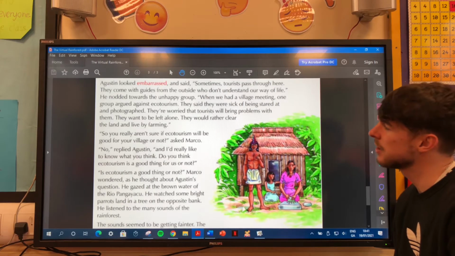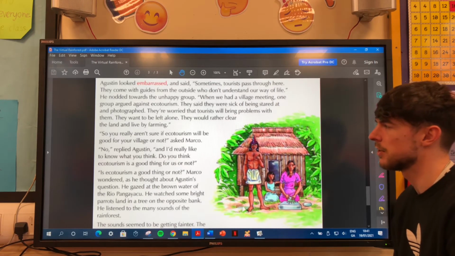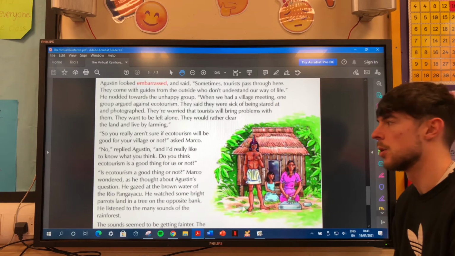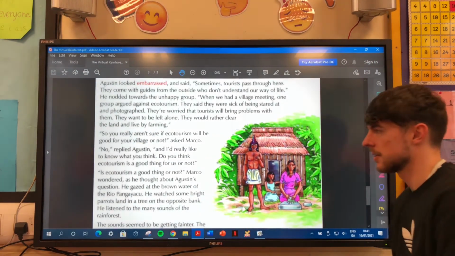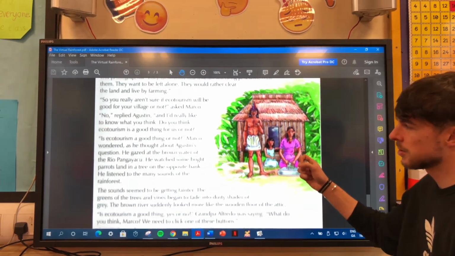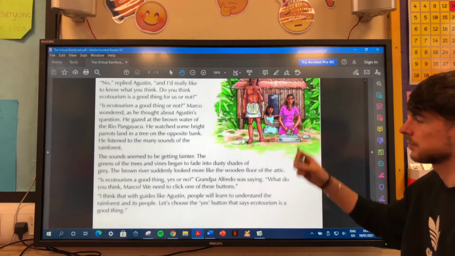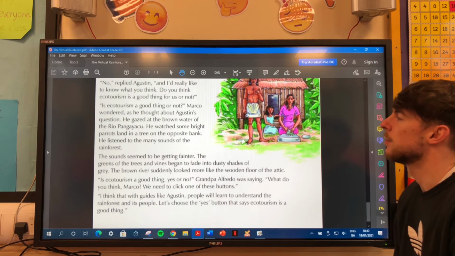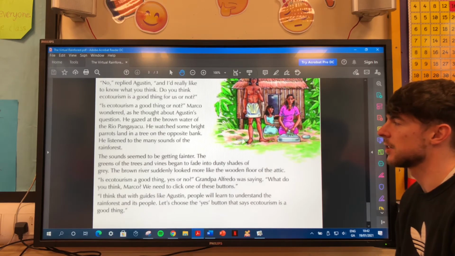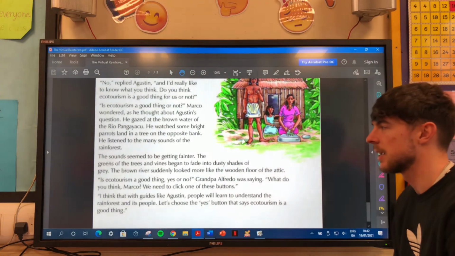"So you really aren't sure if ecotourism will be good for your village or not?" asked Marco. "No," replied Augustin, "and I'd really like to know what you think. Do you think ecotourism is a good thing for us or not?" "Is ecotourism a good thing or not?" Marco wondered. As he thought about Augustin's question, he gazed at the brown water of the Rio Pancayou. He watched some bright parrots land in a tree on the opposite bank. He listened to the many sounds of the rainforest. The sounds seemed to be getting fainter.